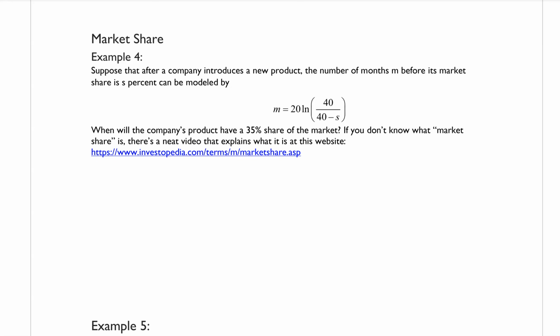For example, if you looked at iPhone sales in the total market of cell phones, you might say that Apple owns about 20% of the market share, because if you take the total Apple sales and divide that by total cell phone sales in general, they might own about 20% of the market. So this question is asking, when will that company have 35% of the market share? Essentially, we are just plugging in a value of 35 into S.